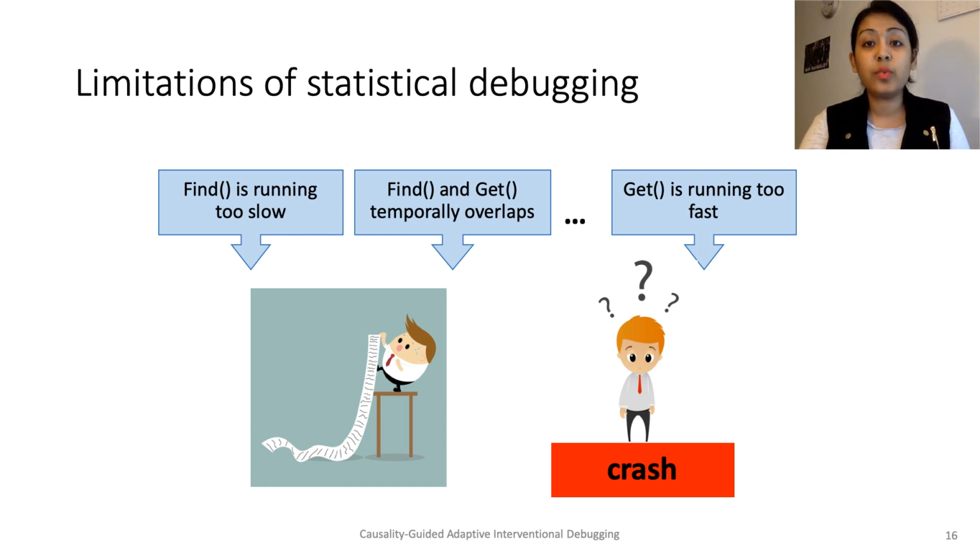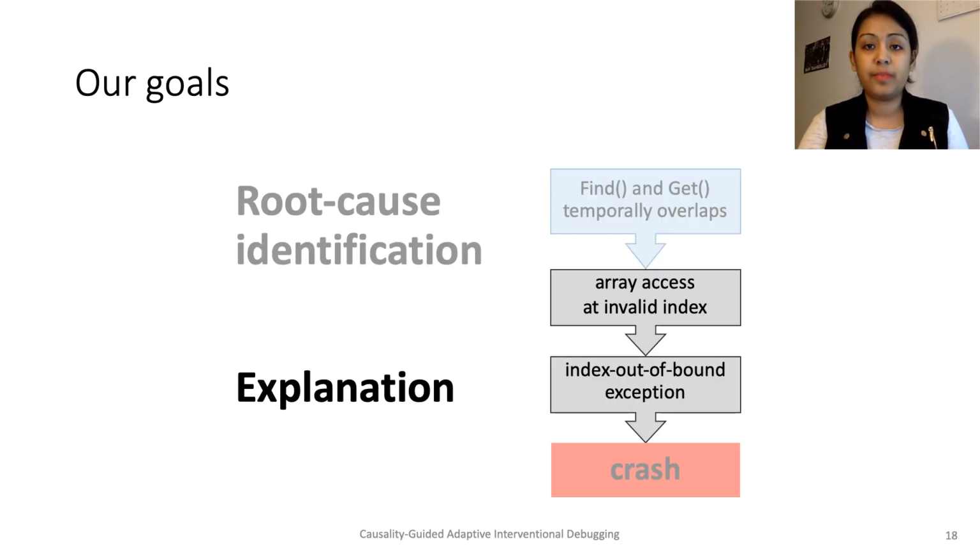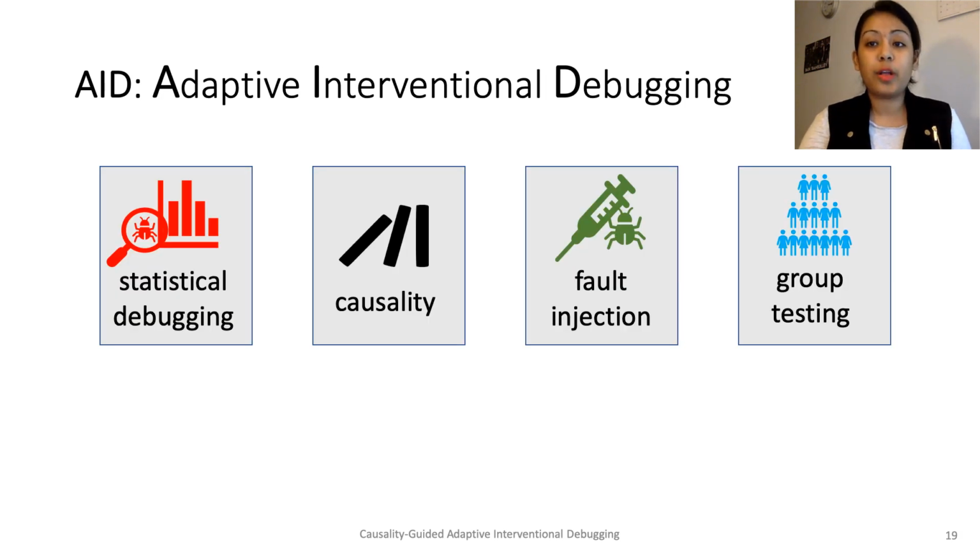So in this work, we have two goals. First, to pinpoint and isolate the true root cause of the intermittent failure. And second, to connect the dots from the root cause to the failure with a set of causally connected intermediate predicates. This chain of predicates explains how the root cause triggers the failure more precisely. Now I am going to talk about how we achieve these two goals.